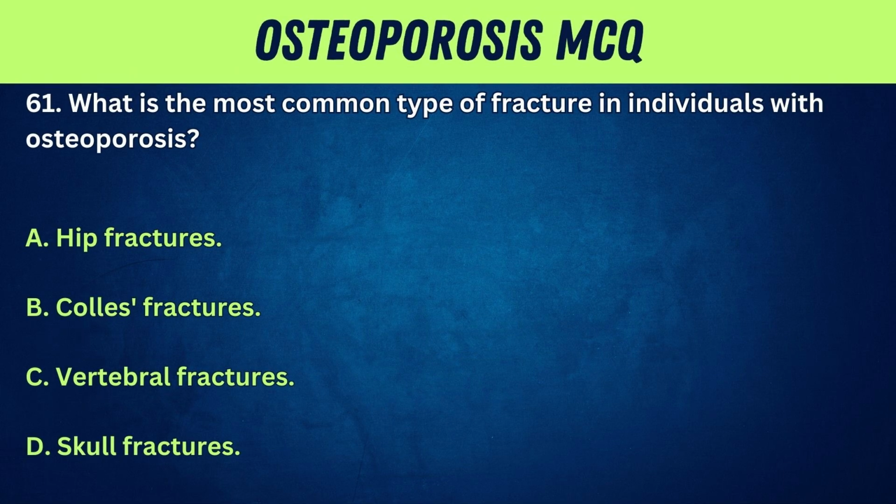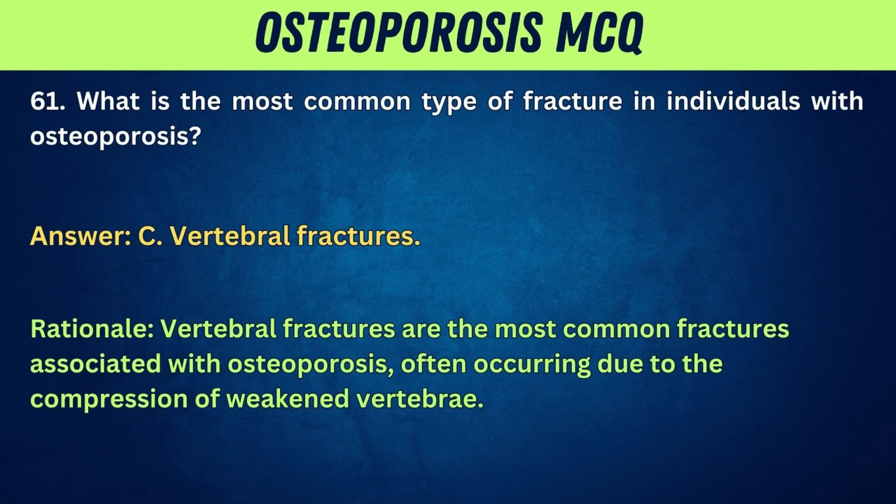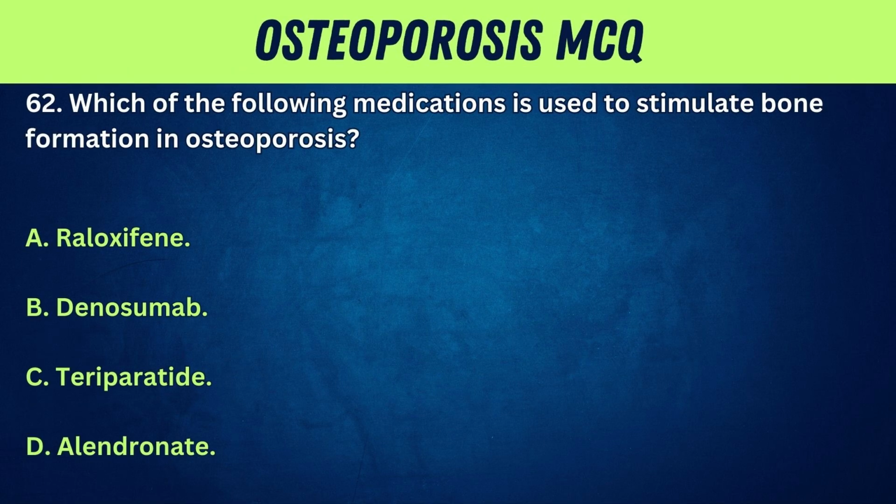61. What is the most common type of fracture in individuals with osteoporosis? A. Hip fractures. B. Colles fractures. C. Vertebral fractures. D. Skull fractures. Answer: C. Vertebral fractures. Rationale: vertebral fractures are the most common fractures associated with osteoporosis, often occurring due to the compression of weakened vertebrae.